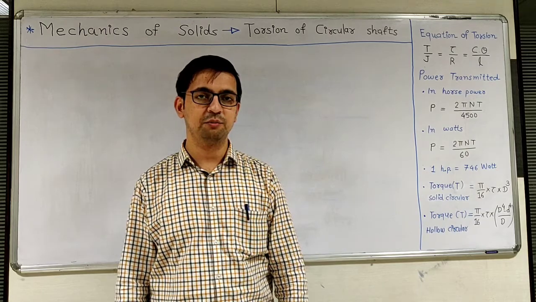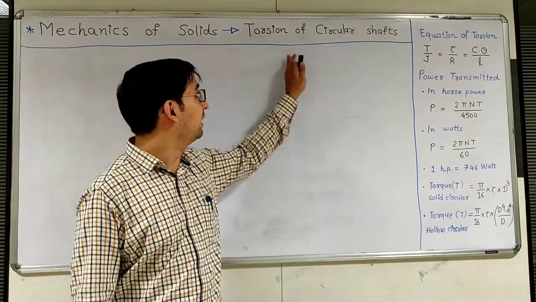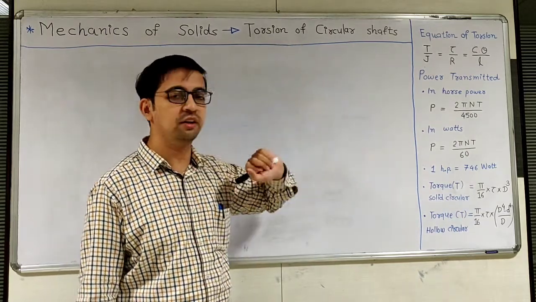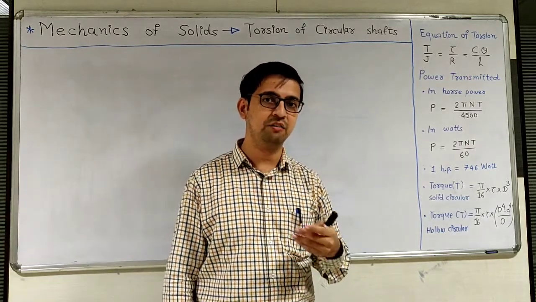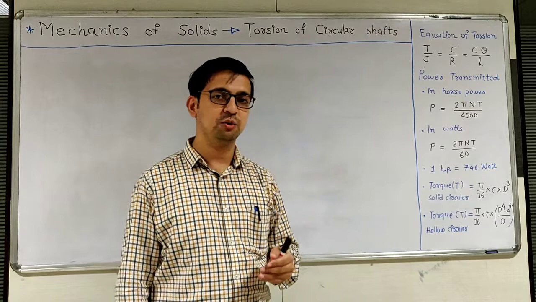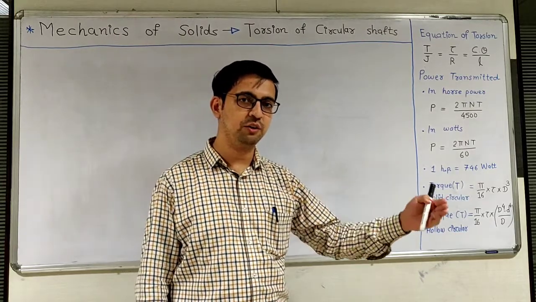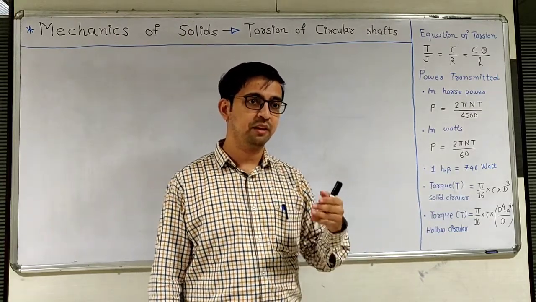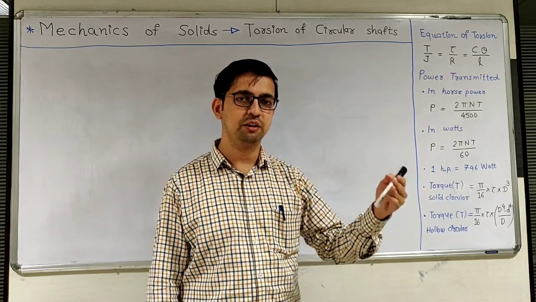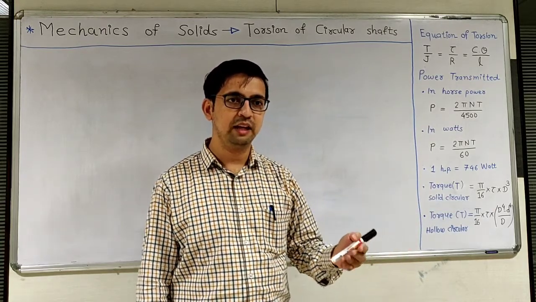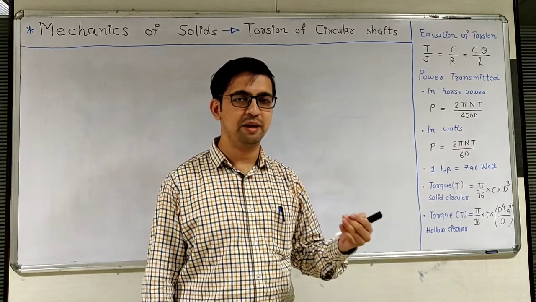In this session of Mechanics of Solid, my topic is torsion of circular shaft. Torsion is applicable in factories and workshops when we need to transfer power from one unit to other unit, like we need to transmit the energy from one end to other end to run the part of machines. In that case, torsion plays a major role.